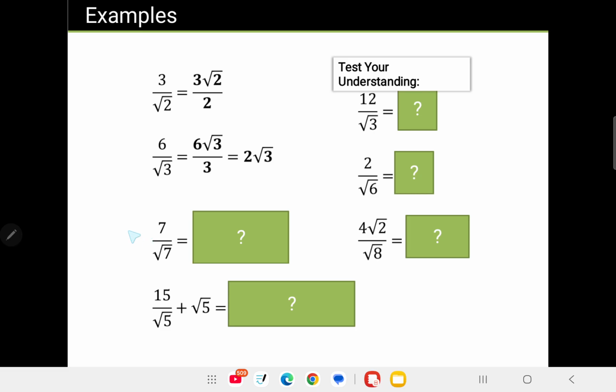Similarly, we can times by root 7 up and down over here to eliminate the surd value from the denominator. So it will be 7 root 7. Root 7 times root 7 is root 49, and root 49 is 7, so it's 7 root 7 over 7. So 7 and 7 cancel out, you're left with only square root 7.